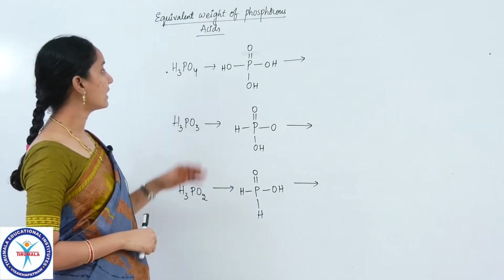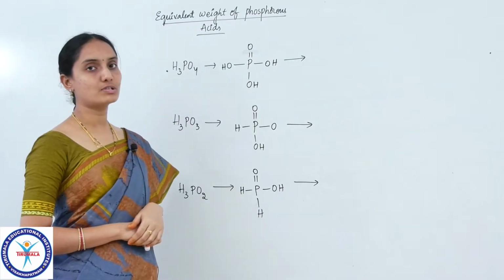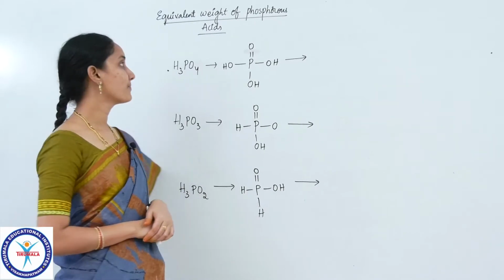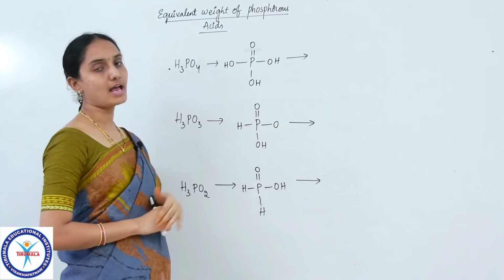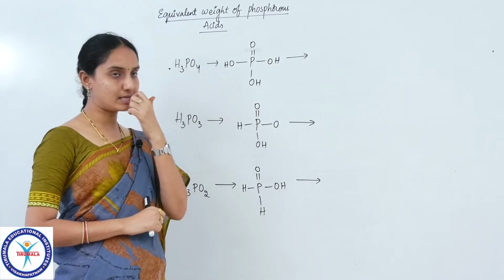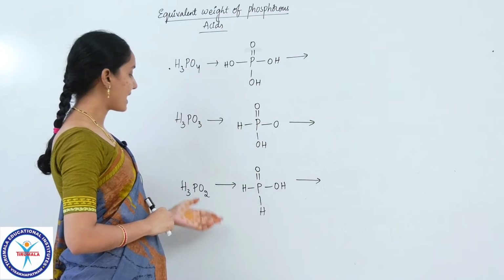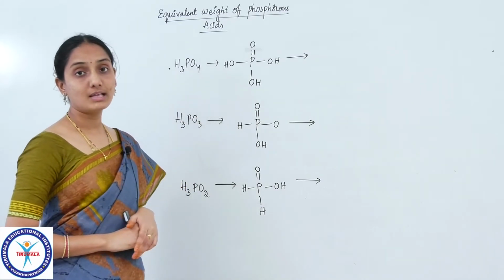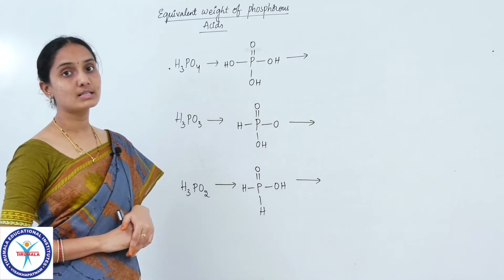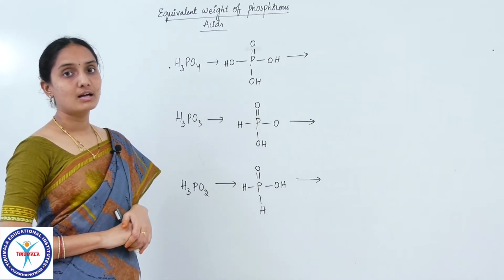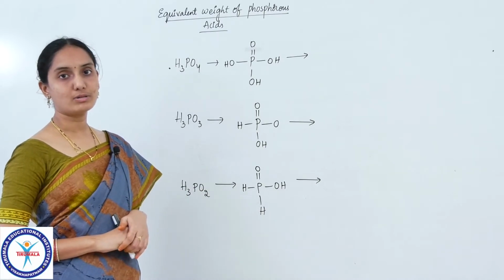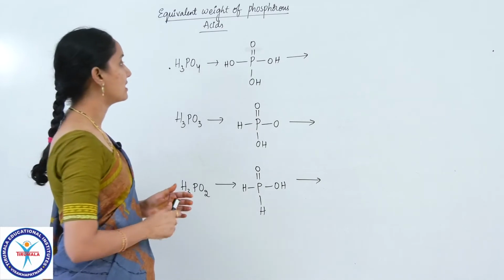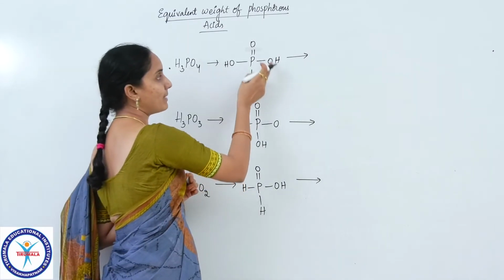We have 3 important acids regarding the phosphorus element, the most important oxyacids of phosphorus. As we discussed in the acids and bases lesson also, children, these phosphorus acids generally have a larger number of hydrogens in their formula, but they will not produce all those hydrogens as acidic hydrogens. So their basicity may vary according to their structure. If you take H3PO4, that is phosphoric acid, the structure of H3PO4 will be like this.